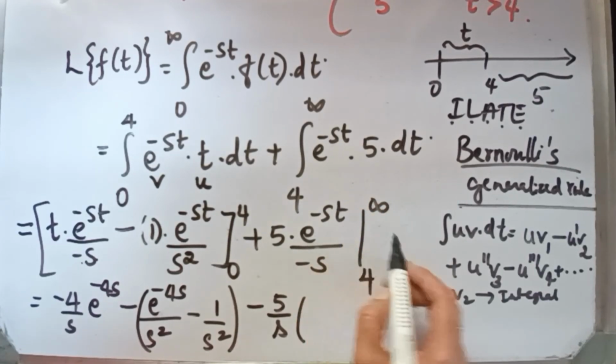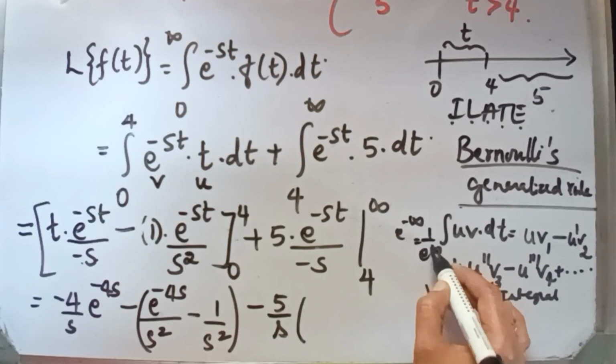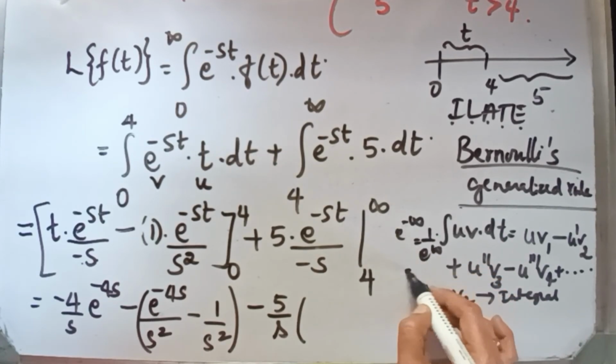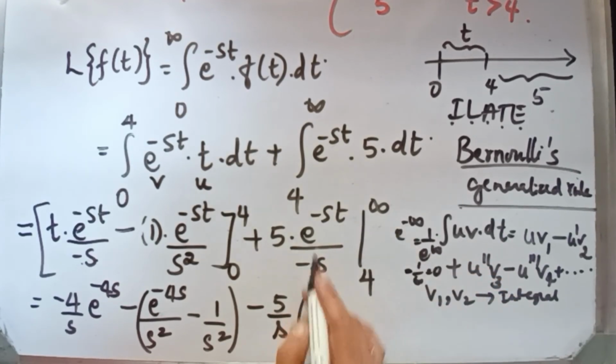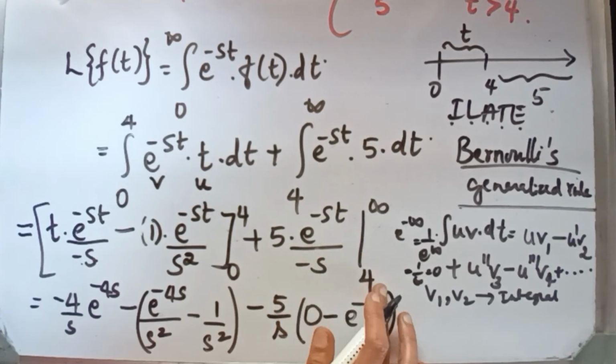So e to the power minus infinity is nothing but 1 by e to the power infinity. E power infinity is infinity, 1 by infinity is 0. So upper limit you will get 0, minus lower limit is e power minus 4s. Replace t by this value 4. You have to simplify this now.